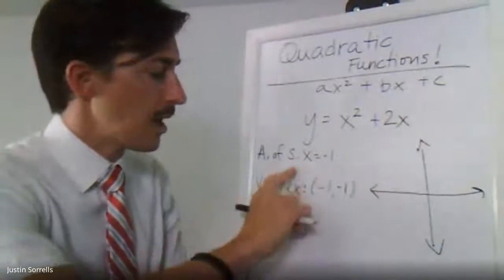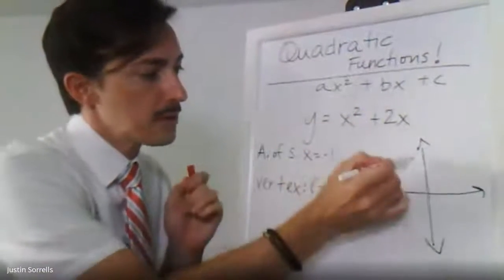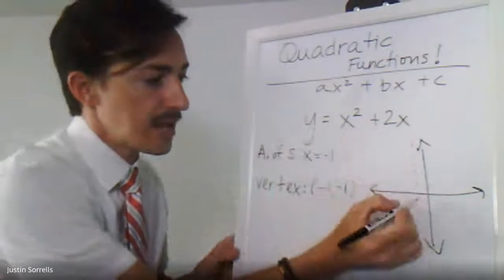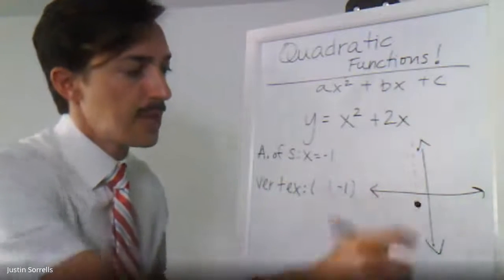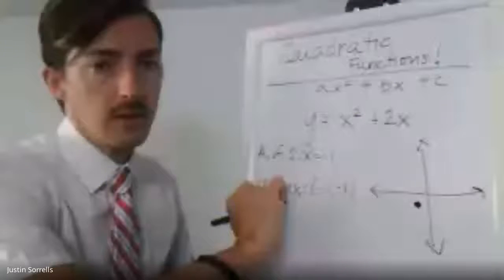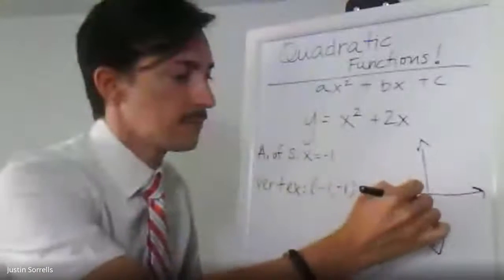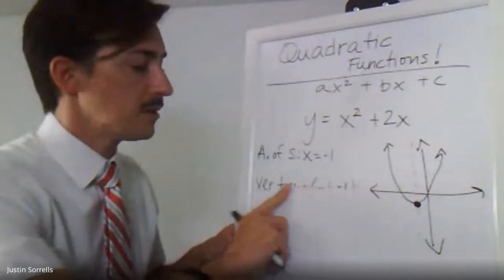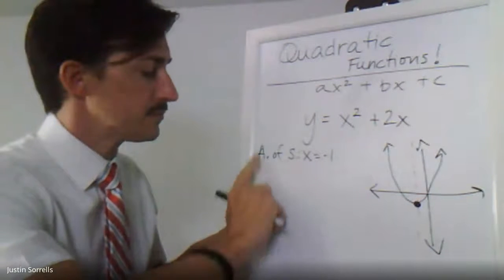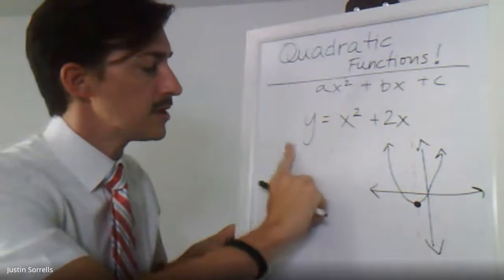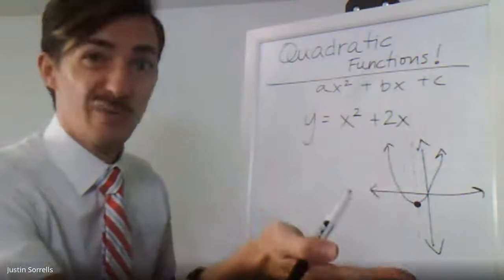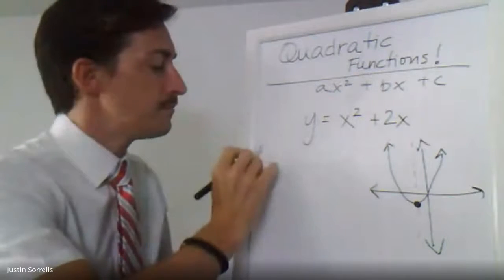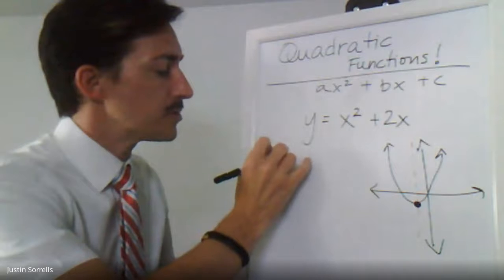Our axis of symmetry is at x equals -1. So that could be about right there. And our vertex is at (-1, -1), which would be about right here. And it opens up because my a value is positive. Now, what you're going to notice is that with quadratic equations, our domain is all real numbers. That's your domain all the time, okay? I'm going to write domain, all real numbers.